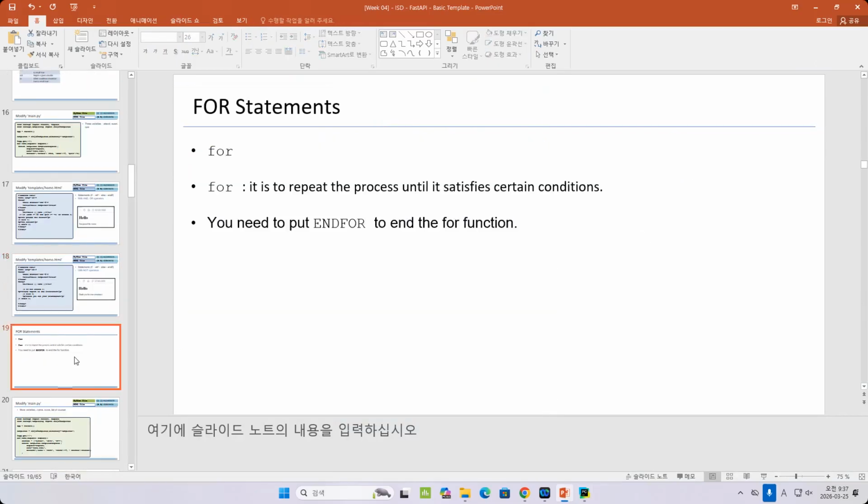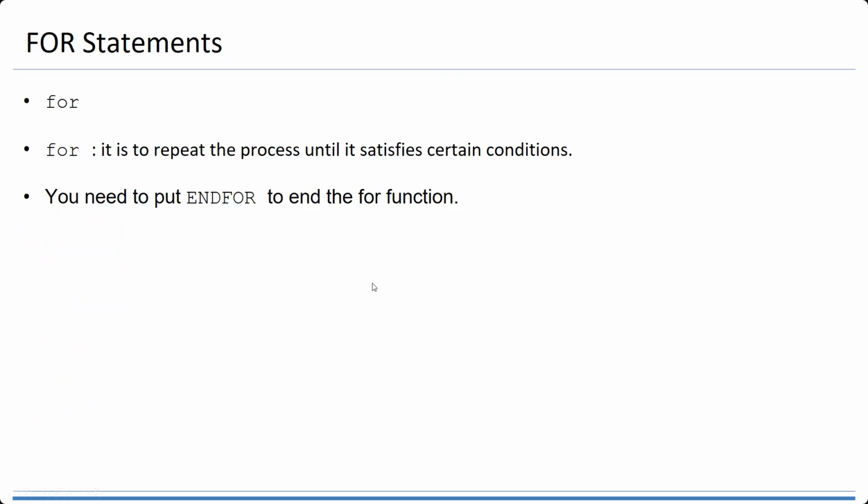Next is about the for statement. We can use a for statement to repeat the process until it satisfies certain conditions. Because we are using Jinja, we need to put the end for. So at the end of the statement, we need to use end for to end the for function.